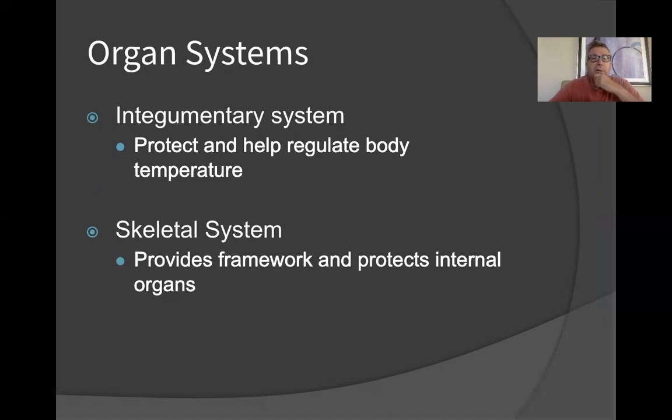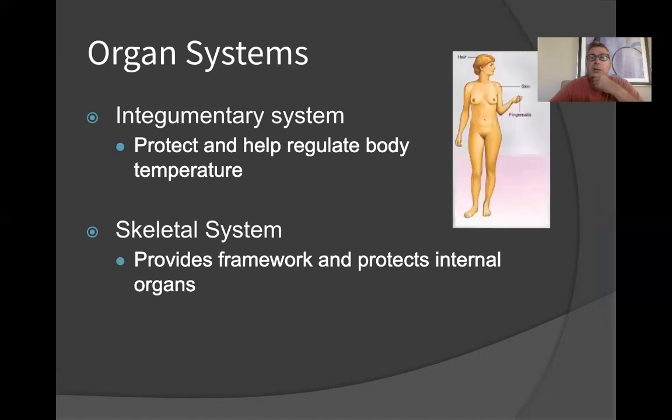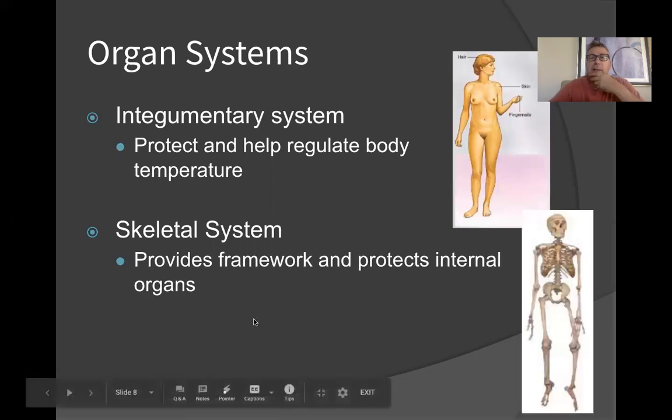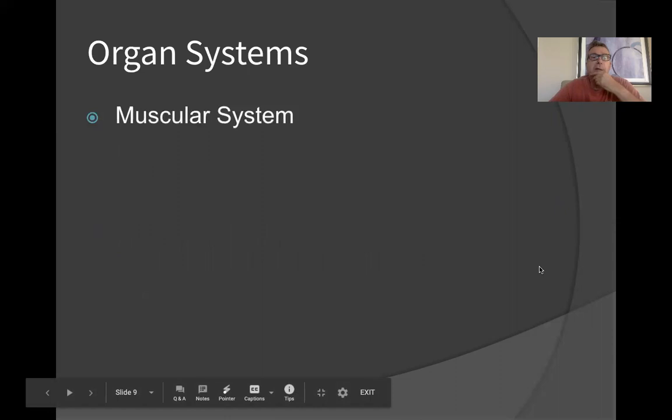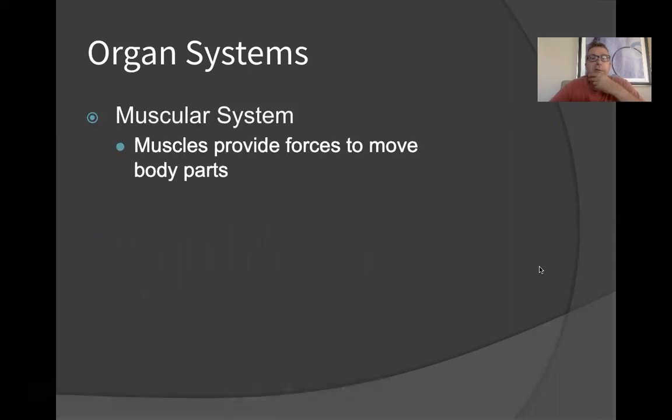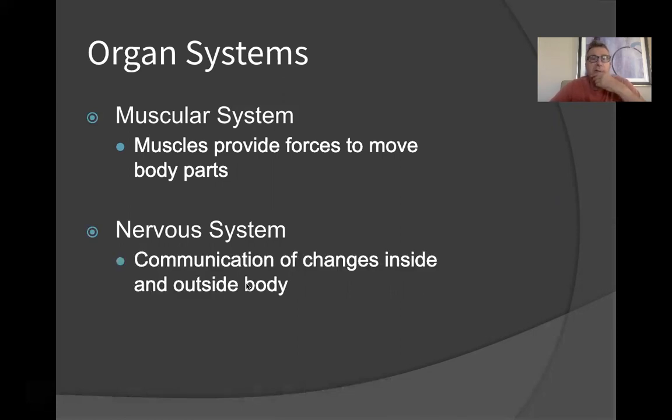Our skeletal system provides the framework and protects internal organs. Okay, so integumentary: skin, fingernails, hair, and then the bones of the body. The muscular system provides forces to move the body parts of the skeletal system. Other parts too, we have muscular system in our digestive tract as well, so it's not just the skeletal system. The nervous system is for communication of changes inside and outside of the body. Also the coordination of movement.